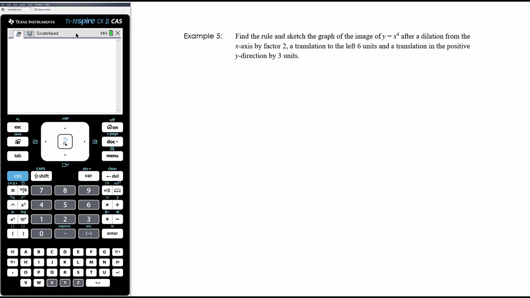Okay. So if we build up our point, we've got the point (x, y). We dilate by a factor of 2 from the x-axis, which means the y coordinates are being doubled. Then we translate to the left by 6. So we take our existing x coordinate and subtract 6 from it. And then we translate up by 3. Positive direction of the positive y direction is up. And so we take the existing y coordinate and add 3 to it.